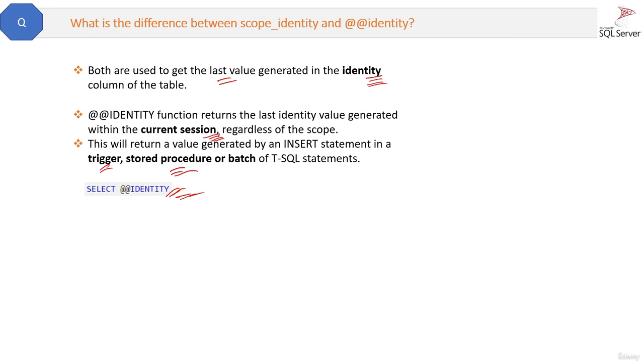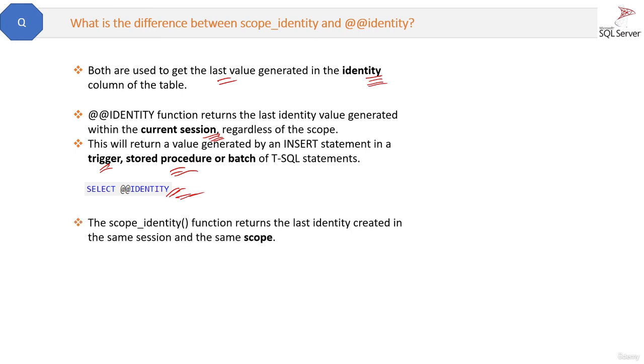Okay, the more reliable one is SCOPE_IDENTITY. The SCOPE_IDENTITY function returns the last identity value generated in the same session and the same scope. Now in this stored procedure, trigger, or batch, all the last values generated will be in sync.